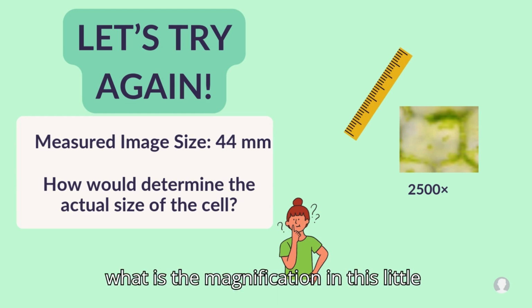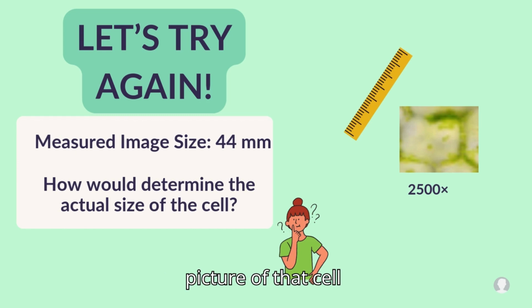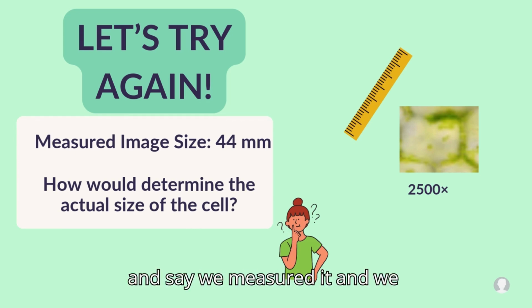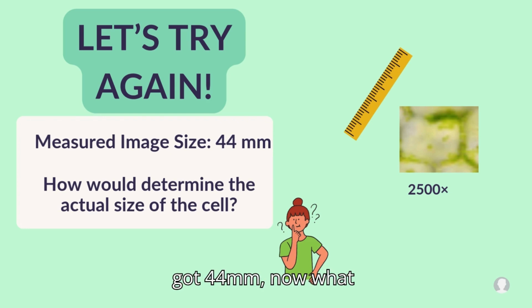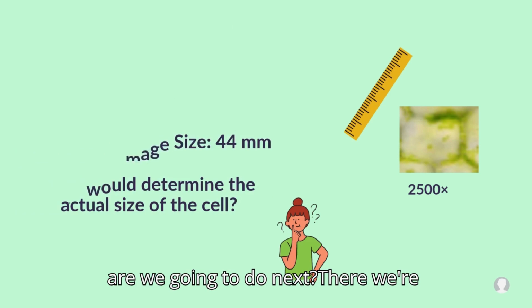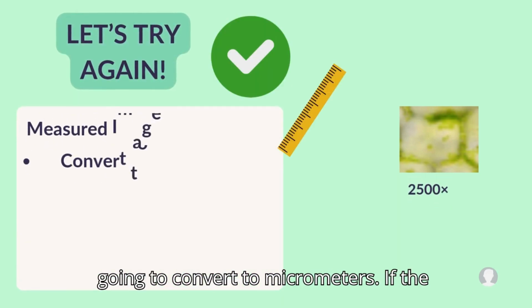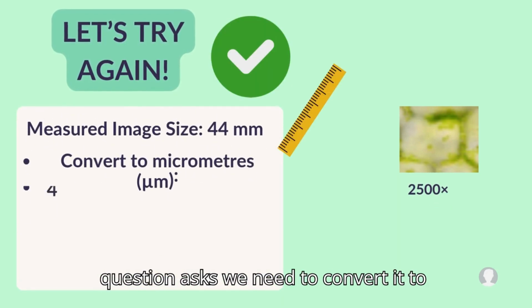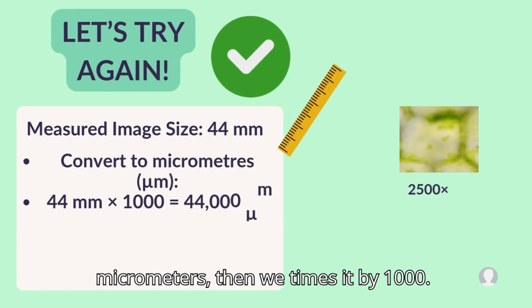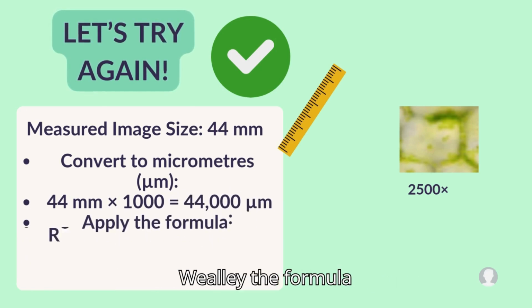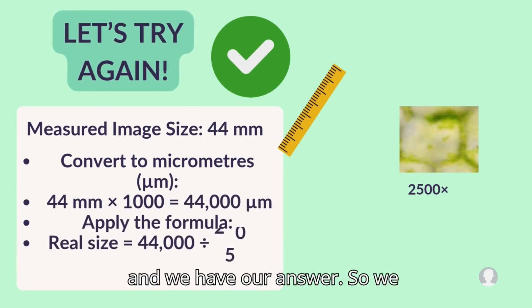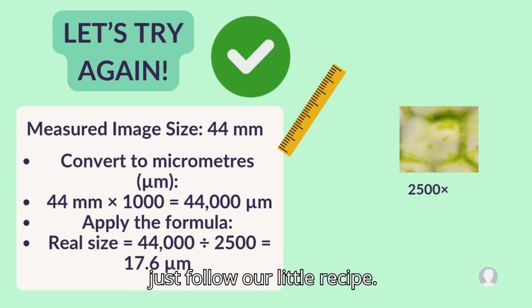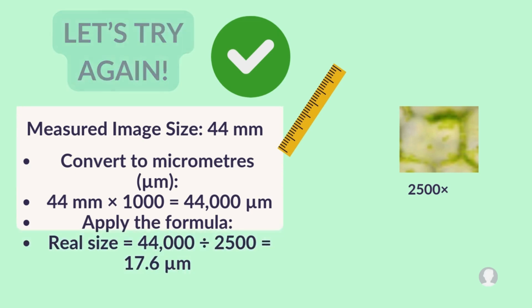So again, what is the magnification in this little picture of that cell? 2,500. And say we measured it and we got 44 millimeters. Now, what are we going to do next? We're going to convert to micrometers. If the question asks us to convert it to micrometers, then we multiply it by 1,000. We apply the formula and we have our answer. So we just follow our little recipe.